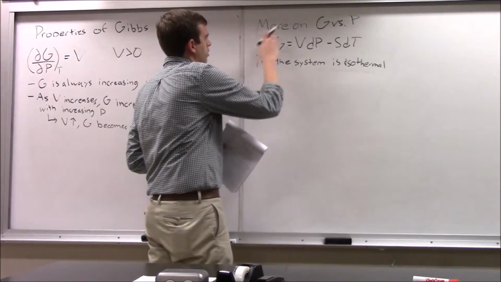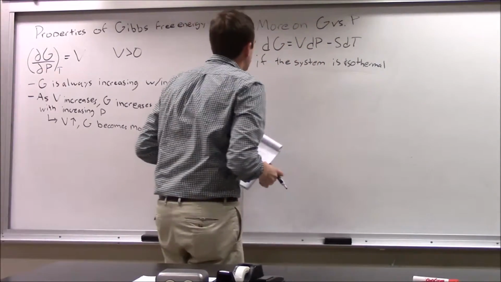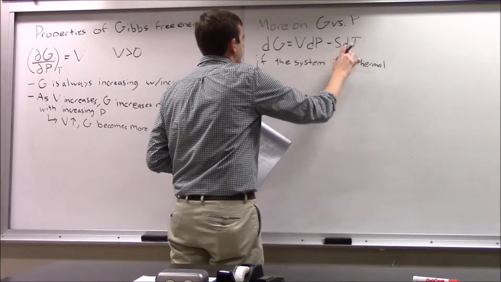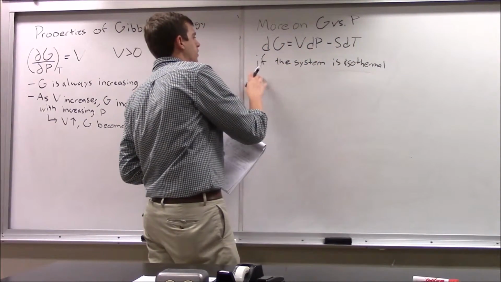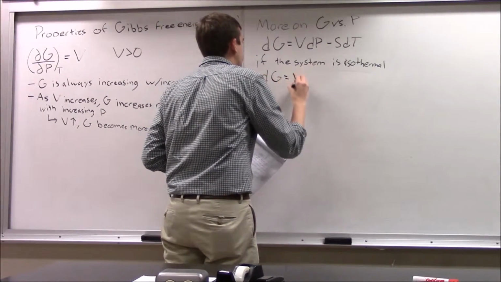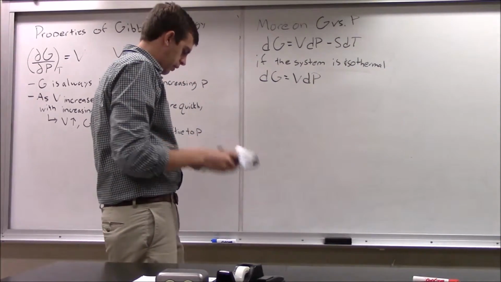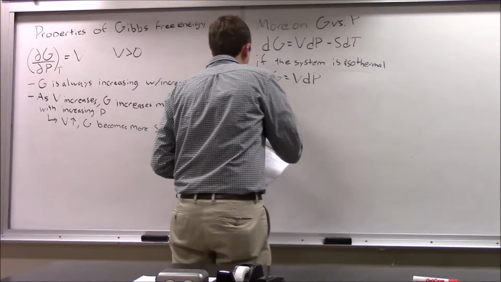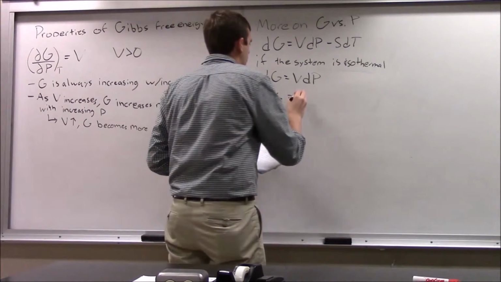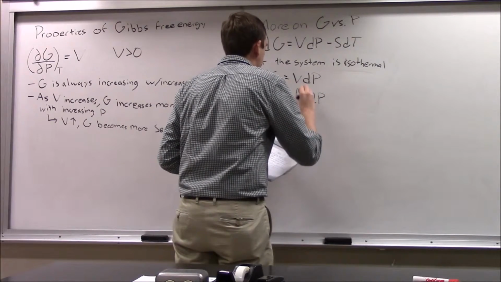So going back, we're talking more about our Gibbs free energy versus pressure. dG is equal to VdP minus SdT. And what I was getting at was that if the system's isothermal, then dG is only equal to VdP. Now, if we want to talk about total changes in Gibbs free energy, we can take an integral of VdP from pressure 1 to pressure 2.